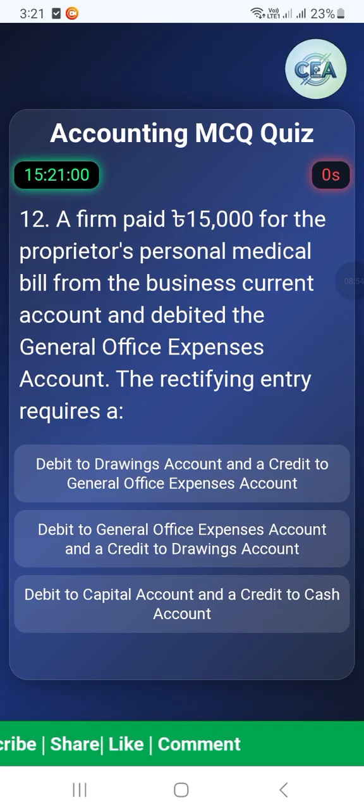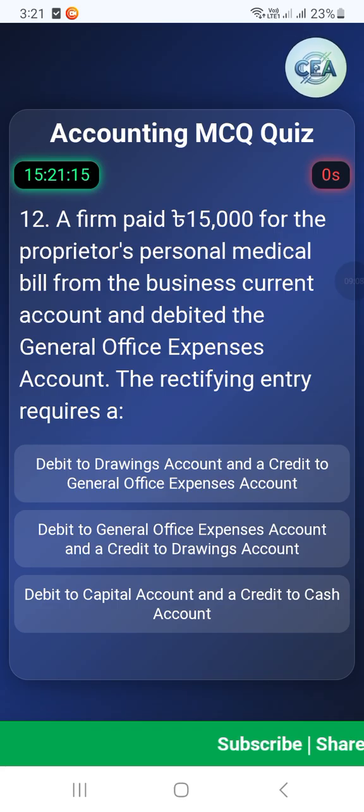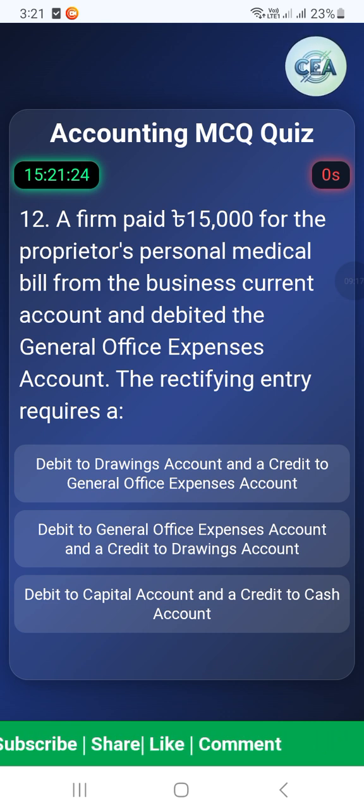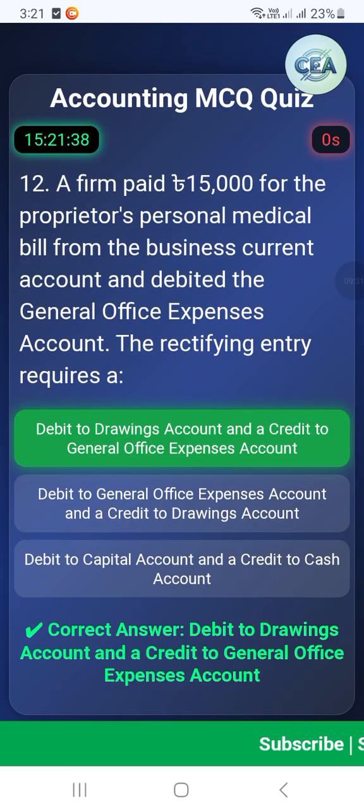12. A firm paid 15,000 takas for the proprietor's personal medical bill from the business current account and debited the general office expenses account. The rectifying entry requires: Option 1. Debit to drawings account and a credit to general office expenses account. Option 2. Debit to general office expenses account and a credit to drawings account. Option 3. Debit to capital account and a credit to cash account. Correct answer is debit to drawings account and a credit to general office expenses account.